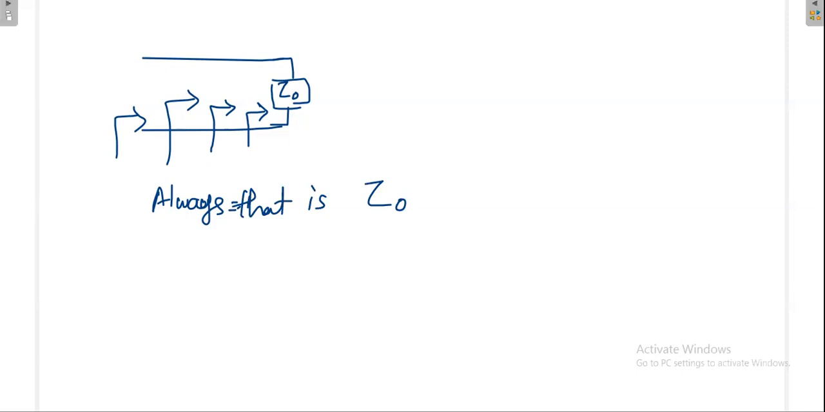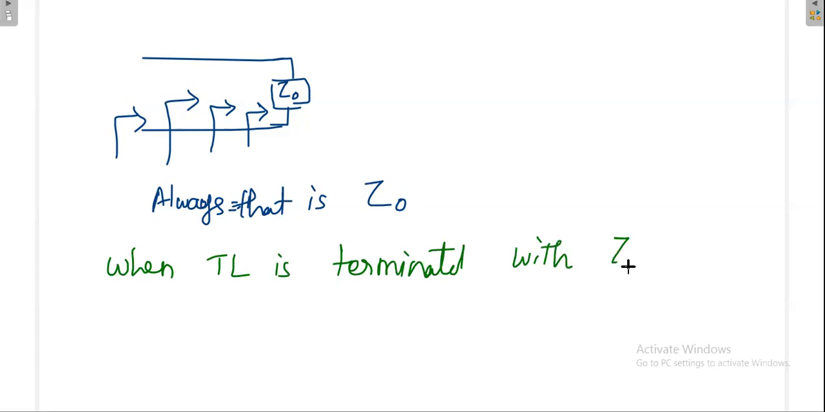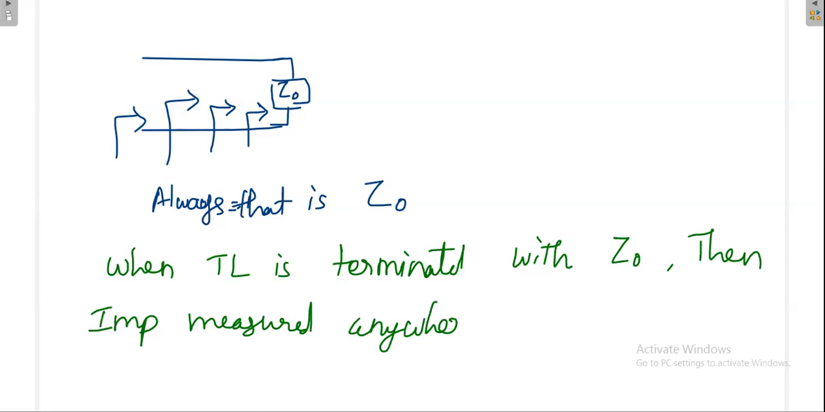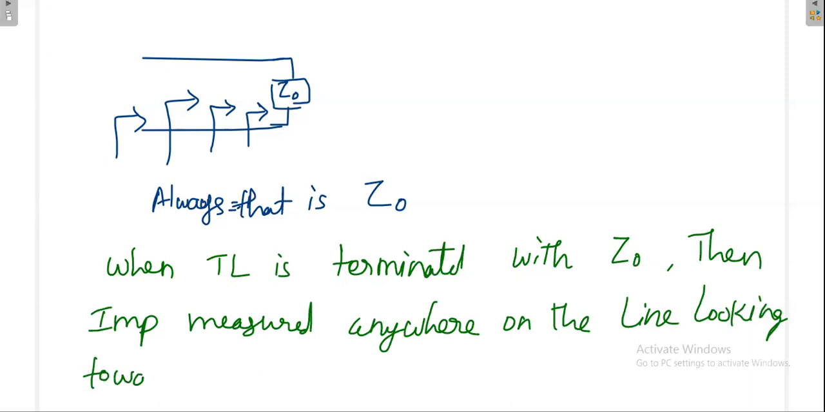So what is the meaning of this? When the transmission line is terminated with Z0, then the impedance measured anywhere on the line, looking towards the load, is always Z naught only.